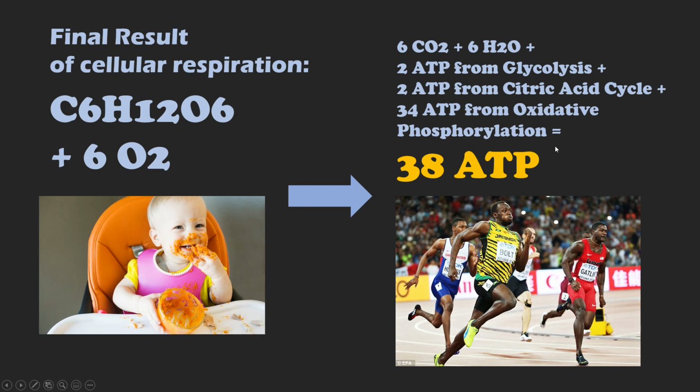And what your cells can do with that ATP is they can move your muscles. So as you can see in Usain Bolt here, he's able to run as fast as he can with ATP, as well as pump your heart, which is also a muscle. And ATP can also be used to maintain cell homeostasis via active transport across the membrane. And it can even control chemical reactions across your cells.